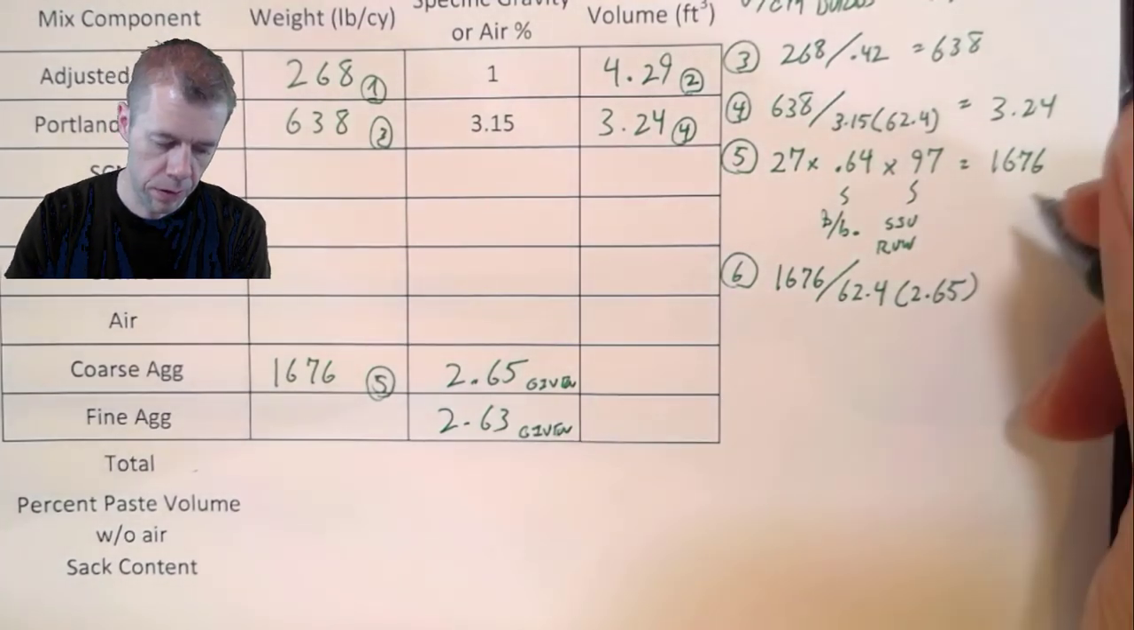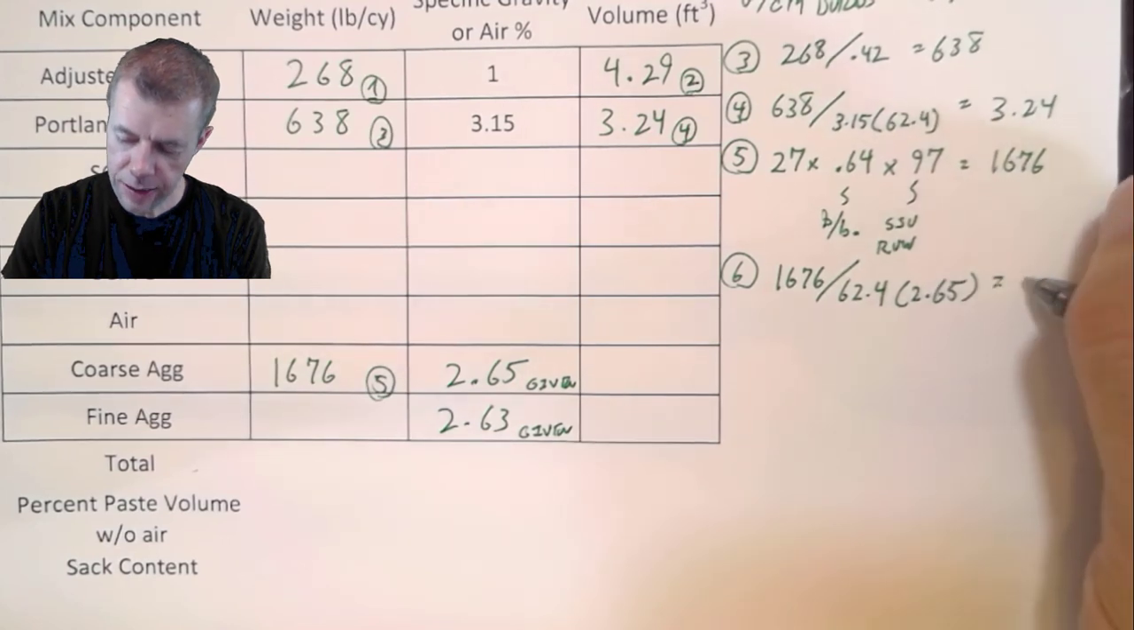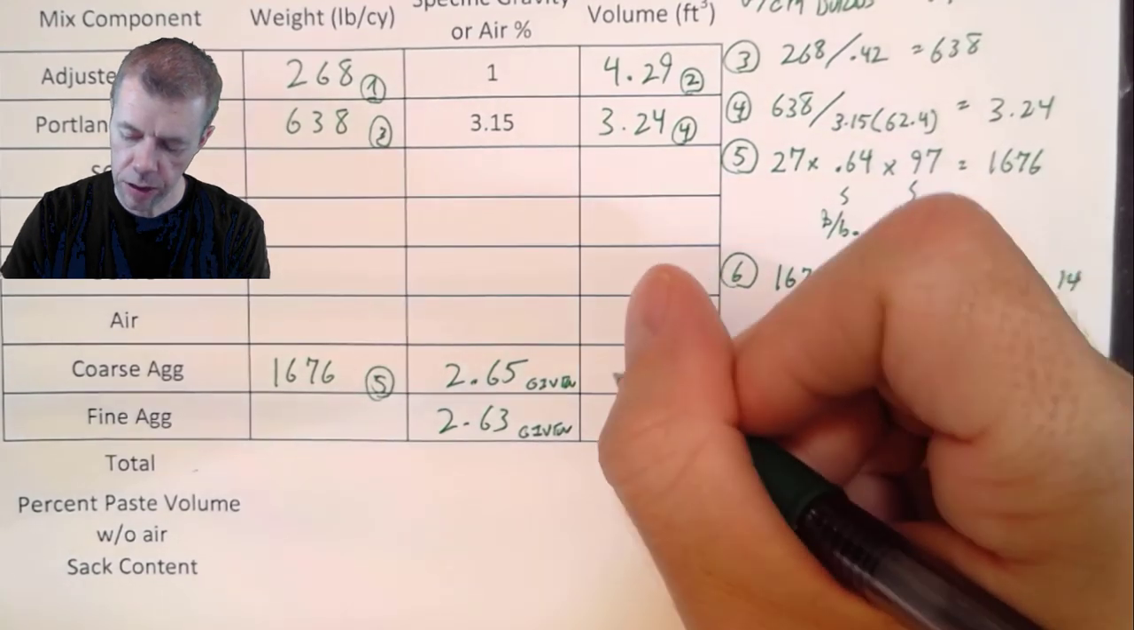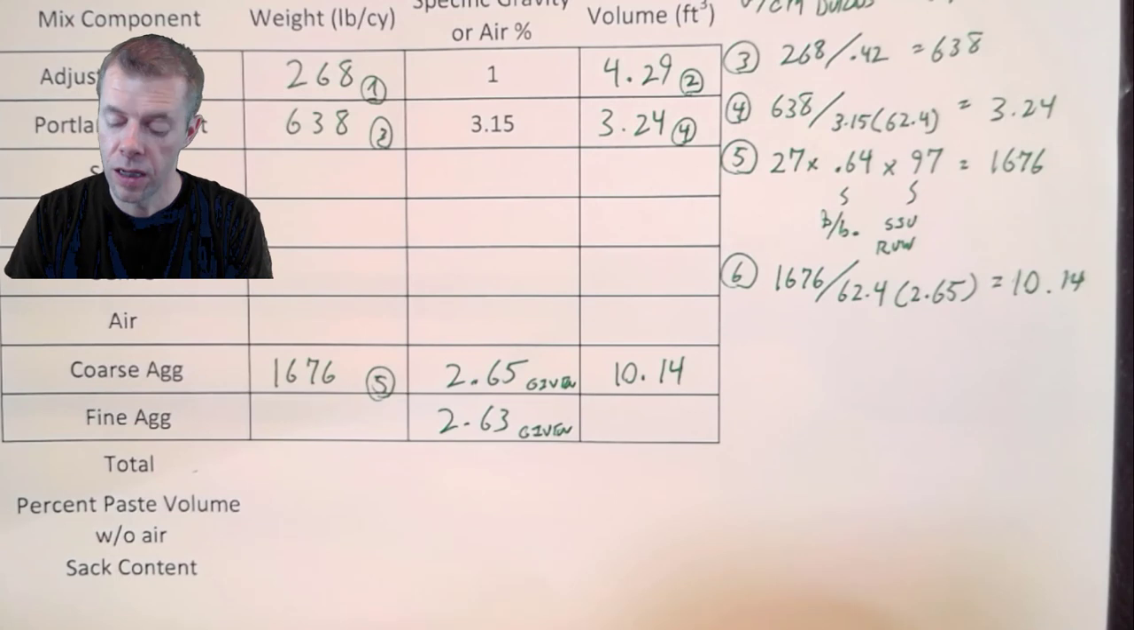Great. So once you have that info, you should get 10.14 cubic feet. Now let's figure out how much air we need inside the mixture.